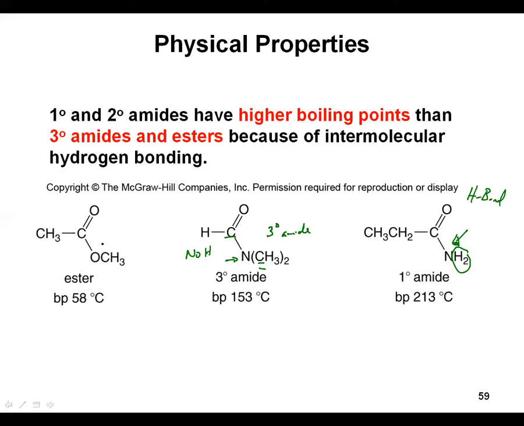And that's the same thing that we see over here with our ester. Our ester has the carbon-oxygen double bond with the oxygen to the carbon. Again, no real hydrogen there, so it lacks that ability to hydrogen bond with each other. So tertiary amides are lower in terms of boiling point than primary or secondary, which have that ability to hydrogen bond.